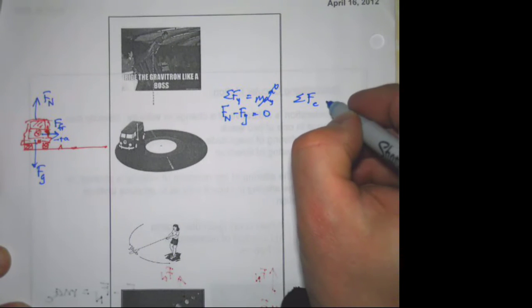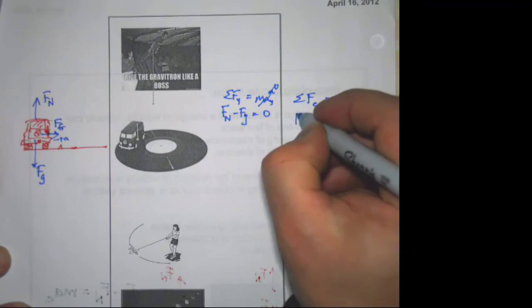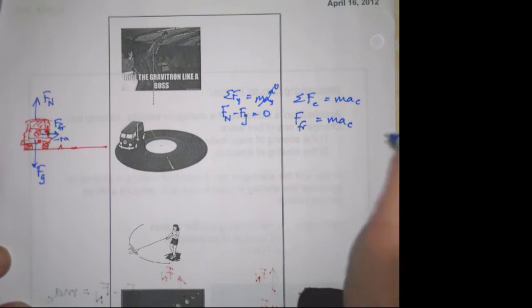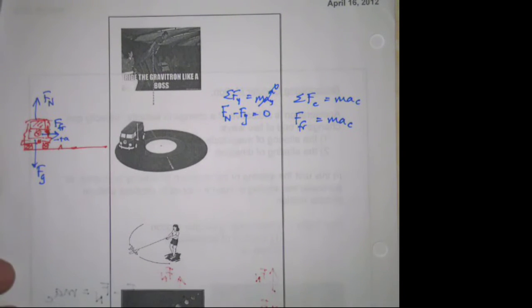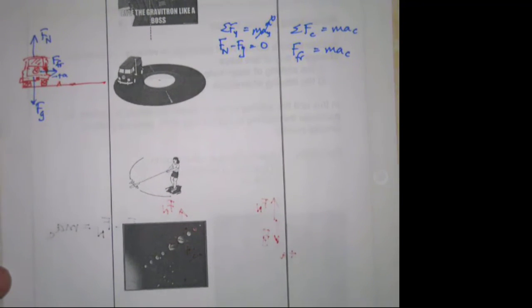And then the sum of the forces centripetal equals MAC. We have only one force. It's the force of friction. That equals MAC. So you can see it's really just like doing a dynamics problem in the setup. It's just our direction of acceleration is towards the center of the circle. I'm going to jump down to an example here, and we'll come back to these other ones that are a little bit more difficult to perceive.